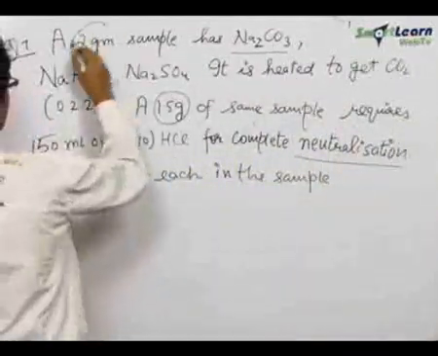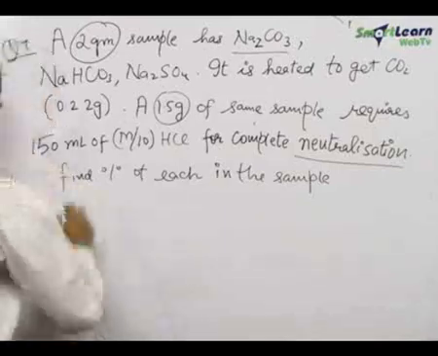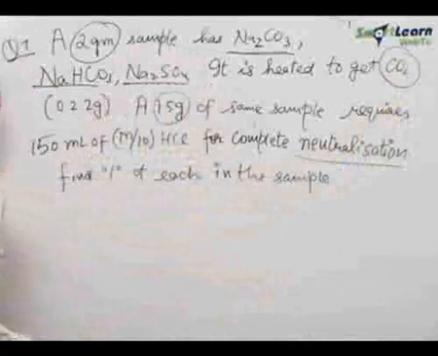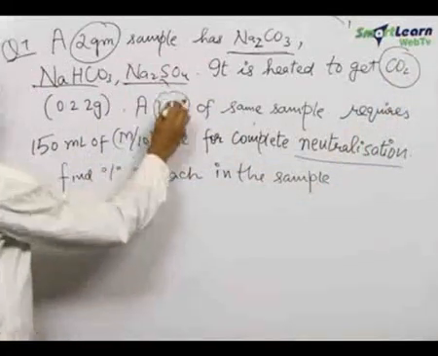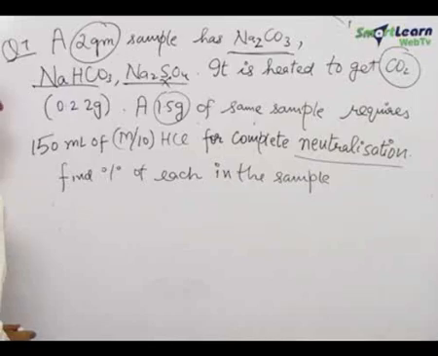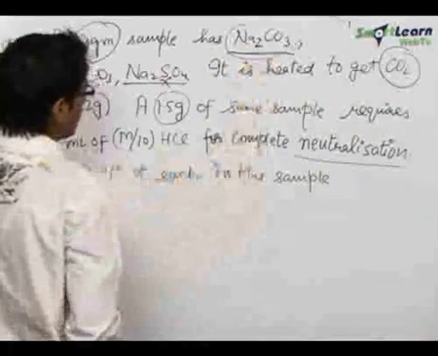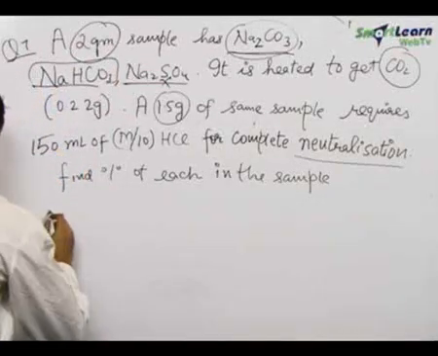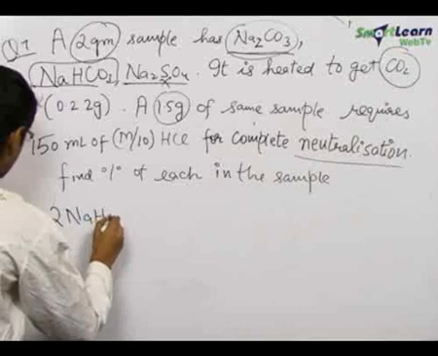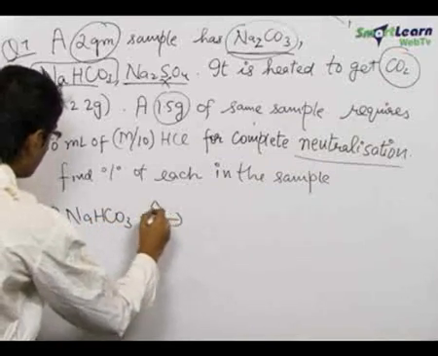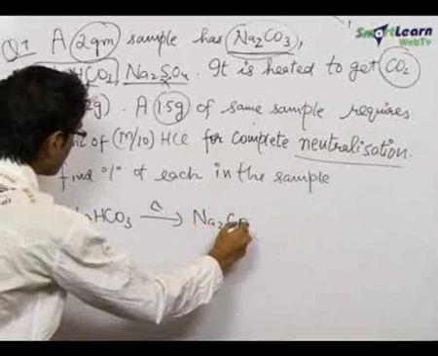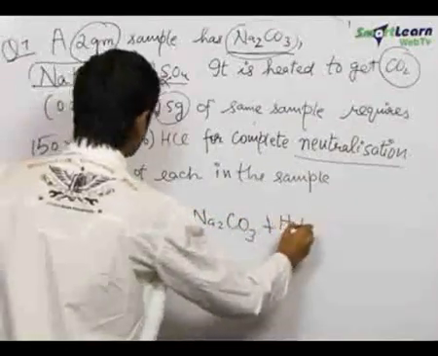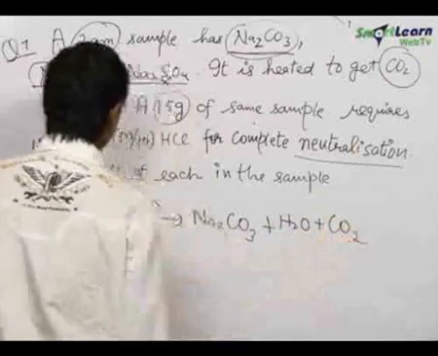Now first of all, take the first sample, which was 2 grams in weight. This sample is heated to get CO2. We know that Na2SO4 does not decompose on heating, Na2CO3 does not decompose on heating, only sodium bicarbonate decomposes on heating. So the reaction will become 2NaHCO3 on heating gives Na2CO3, which does not decompose further, plus H2O plus CO2.